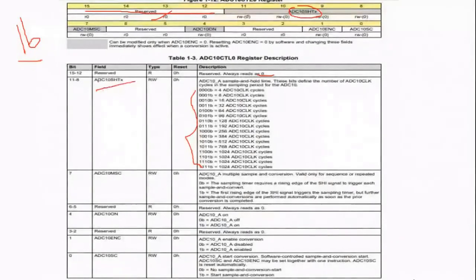So what is the meaning? ADC10 SHTX, this is our 4 bits, and this is the sample and hold time. Sample and hold time means that the input is already available, but when you want to capture the input, this bit will indicate when. So if it is 0000, it will capture the input after 4 ADC clock cycles. When it is 0001, it will capture the input after 8 clock cycles.